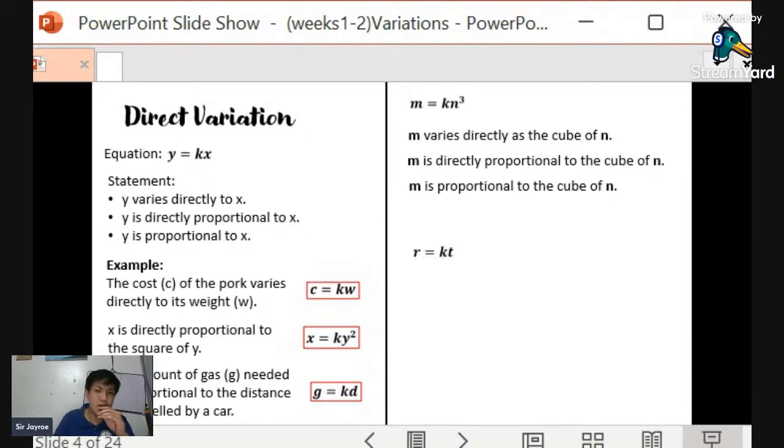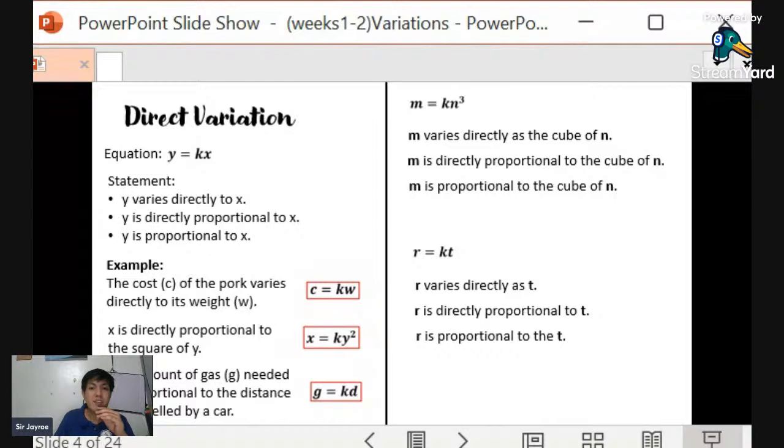Ito, mas madali na to. And I think ang makukuha nyo na rin to, no? So R varies directly as T, no? I think kuha nyo na. R is directly proportional to T. R is proportional to T. Okay? So don't forget, ang k laging katabi ng variable. So that is for direct variation. And I think you understand already how to translate from equation to statement and vice versa.